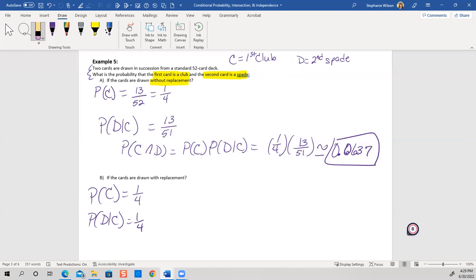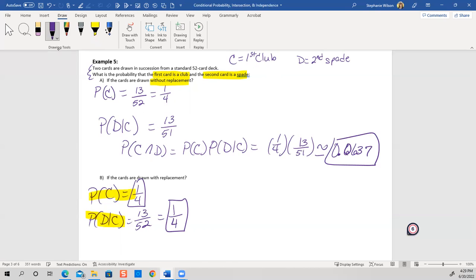Let me, I skipped a step. I really need to show this part. We solved C already, but this one here from above was without replacement. This one is with replacement. So it's actually 13 cards in a suit divided by that 52. This is how we get the 1/4 here.